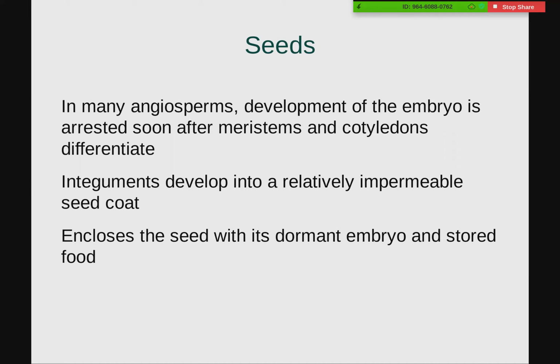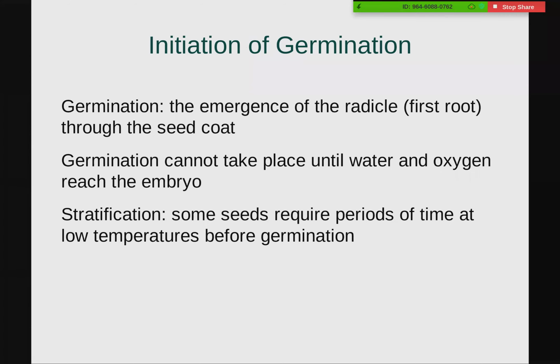Now, seeds, as we've discussed, are an important function of both gymnosperms and angiosperms, but in many angiosperms, the development of the embryo is arrested soon after the meristems and the cotyledons differentiate, leading the seeds basically becoming dormant. Now, we have the integuments develop into an essentially impermeable seed coat, and this encloses the seed with its dormant embryo and stored food.